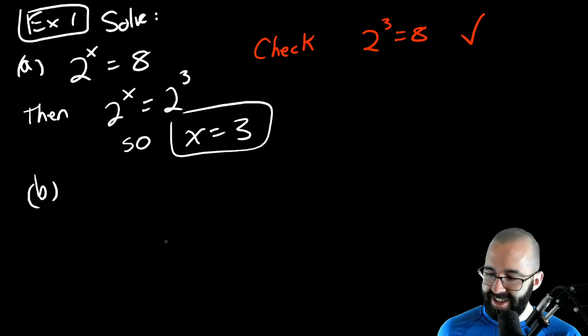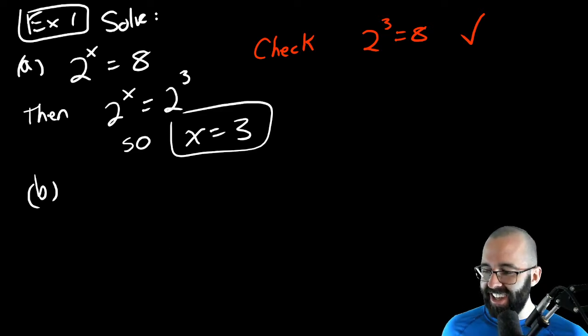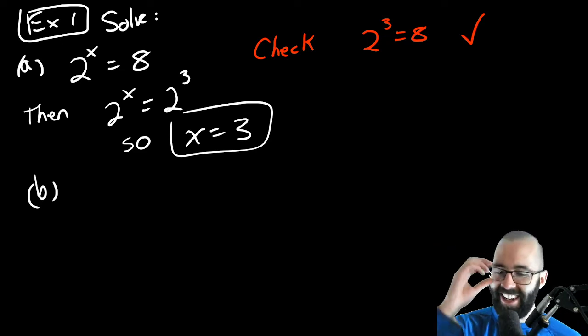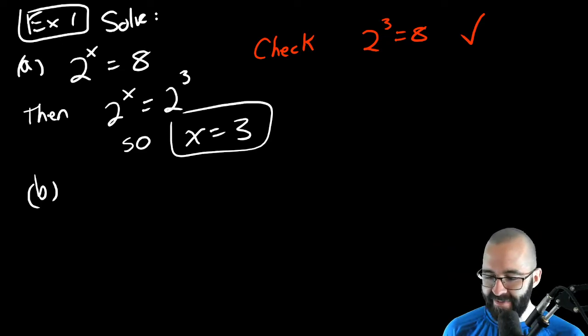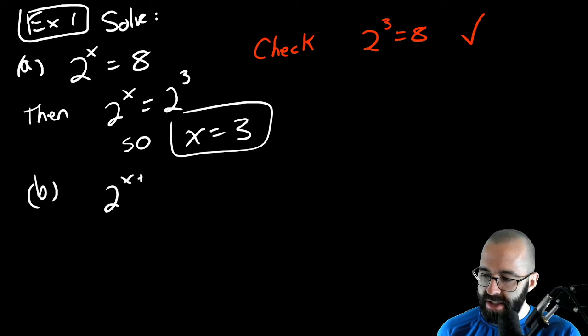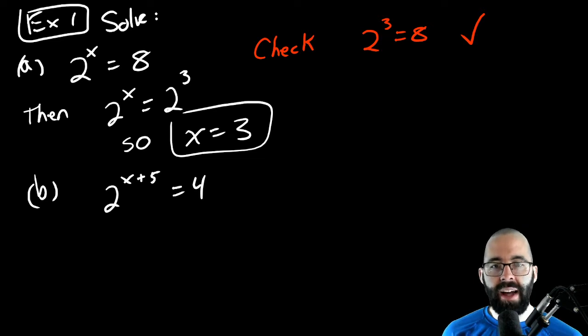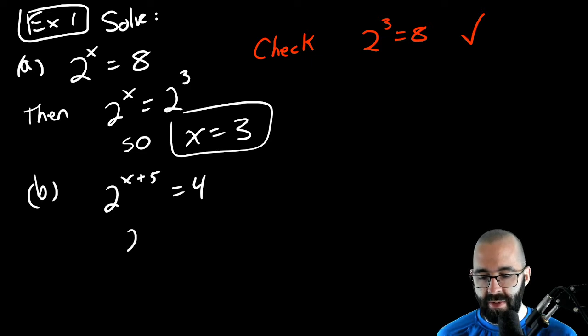Let's get into the trickier ones. We'll get a little trickier, and then a little trickier, and then we're going to go down the deep end and get some wild problems. Part B: 2 to the x plus 5 equals 4. Let's use the same exact logic. If two exponential functions have the same base, their exponents have to be the same. So let's rewrite the right-hand side again.